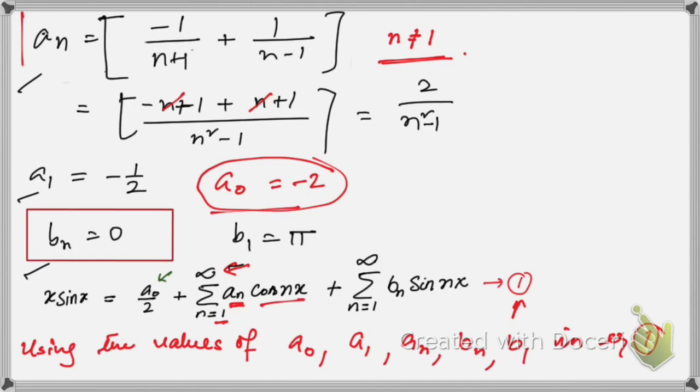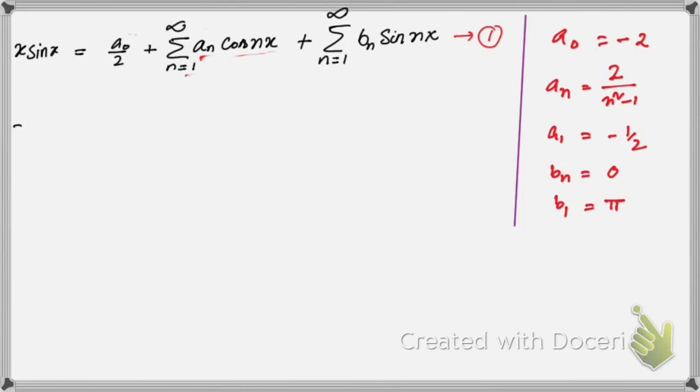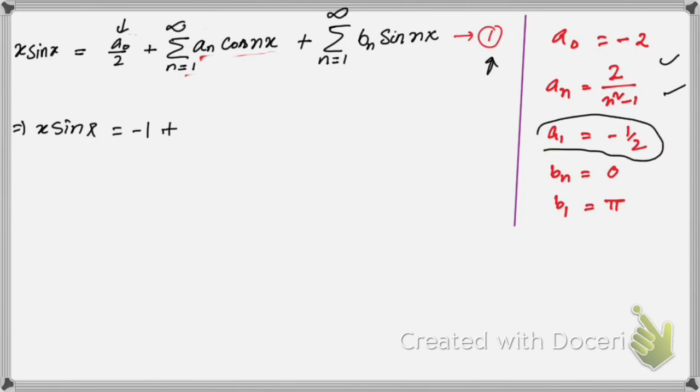so here you can see that x sine x. If we use those results in this equation number 1, a naught is minus 2. If you put here minus 2 divided by 2, that's going to be minus 1, right? So hope you have understood this. Now because this series starts from 1 to infinity, for a1 we have got minus half. So that's why here we're going to write minus half cos nx. Instead of n, there will be 1, because we are doing it for a1, so n is equal to 1 here, cos x.